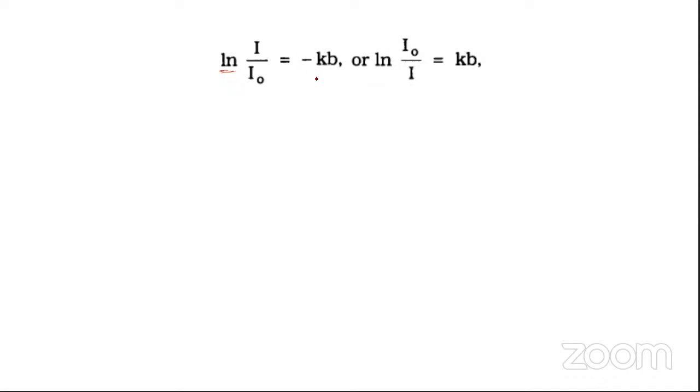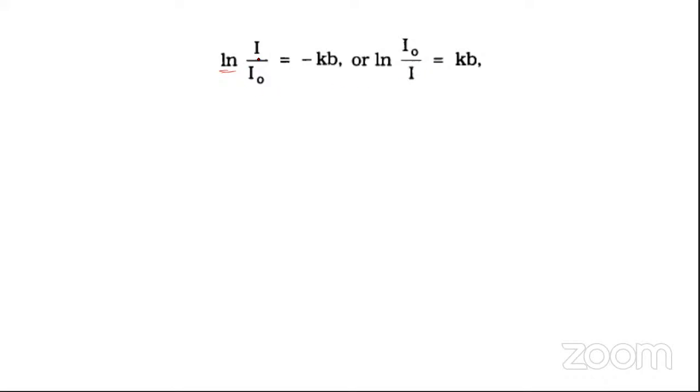So now if I want to remove this negative sign, now this is a very common situation that biologists are very positive people. So we don't like the negative sign. So we need to remove it. So we actually take an inverse of the log here. So it can be written like the natural log of I0 upon I is equal to KB. Fine.